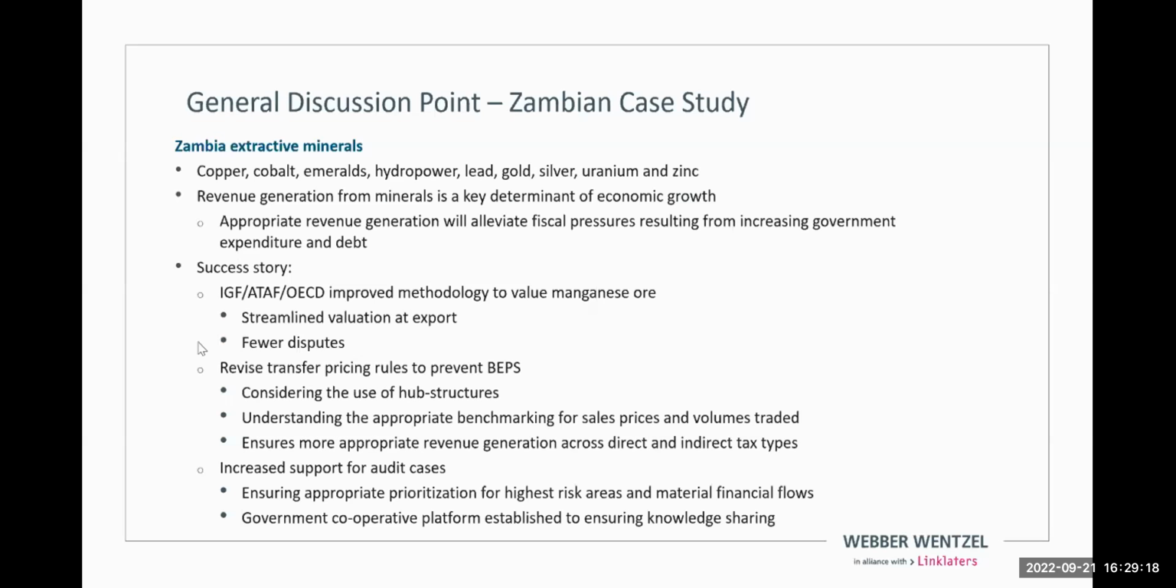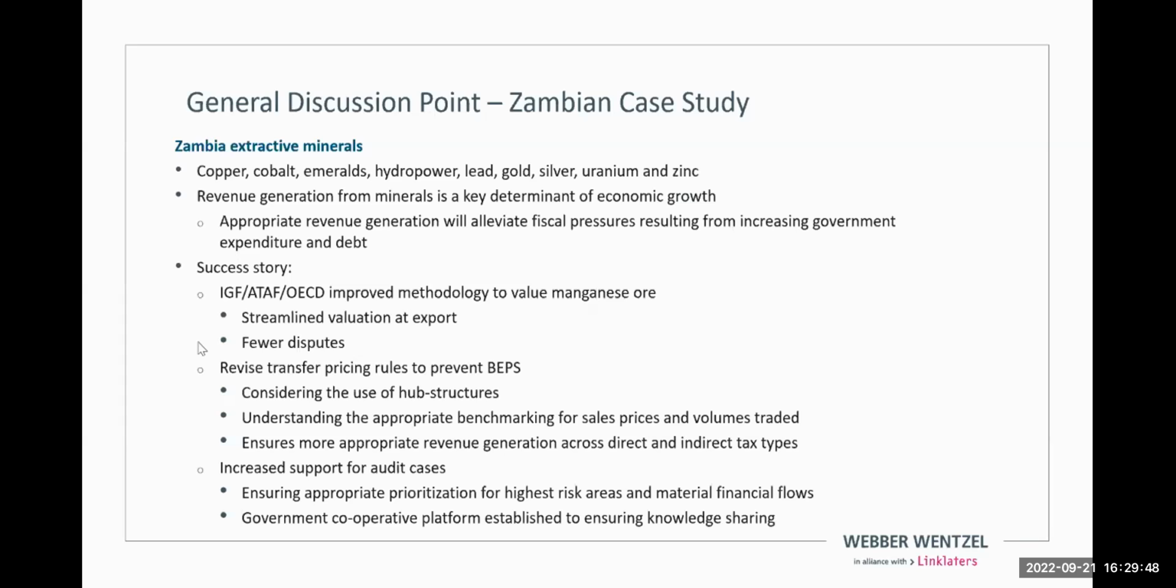As a result of that, there were fewer tax disputes with the taxpayer. Building on that, they could then revise the transfer pricing rules to prevent base erosion and profit shifting by considering the use of hub structures. So once you know the price at which the taxpayer is exporting, you can benchmark that against the value that is reported at the point of sale in the hub structure.